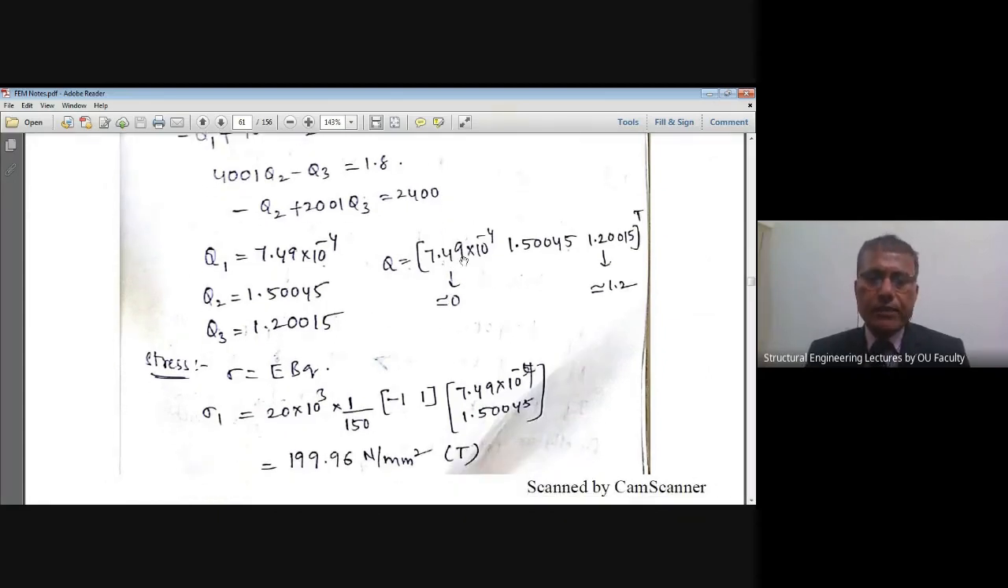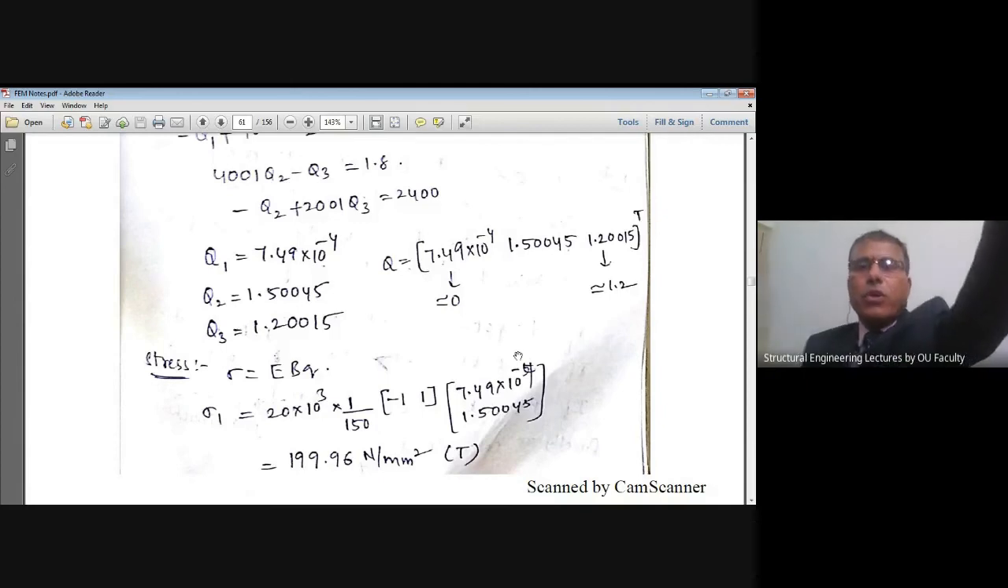Hence, I got the check. Means this Q2 is correct. Also Q3 is correct, right? That is how I got the correct results.